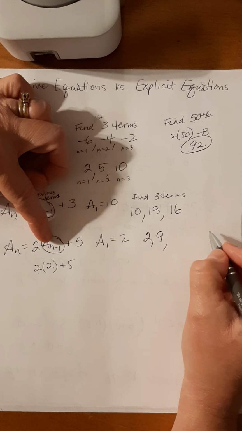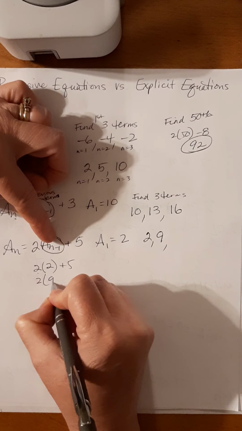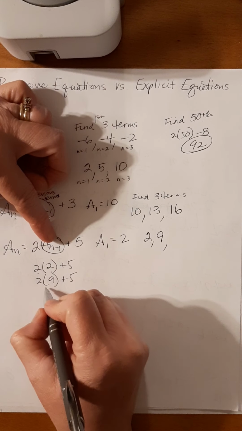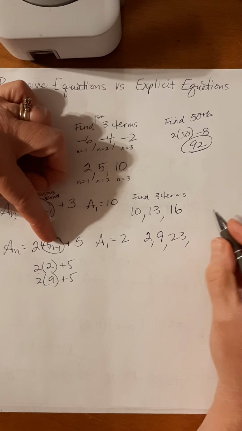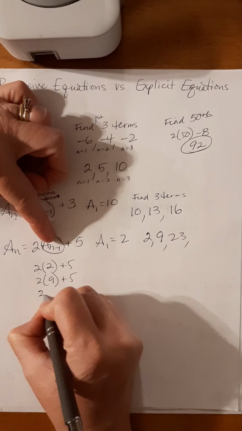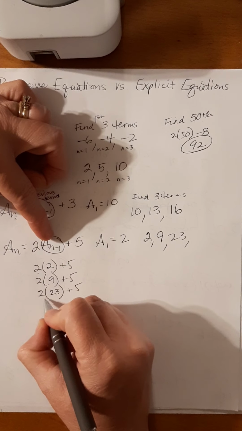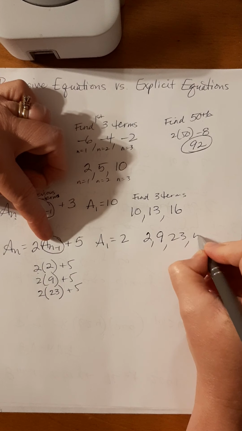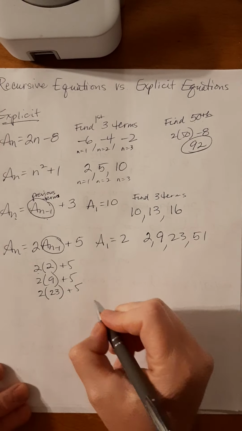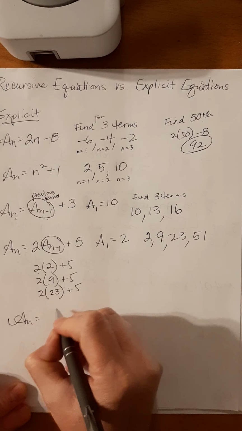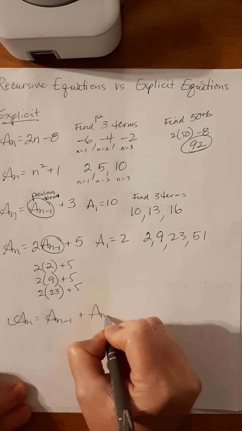To find the third term, that's 2 times previous term, which is 9, plus 5. So 18 and 5, 23. Just to show you if they wanted the fourth one, 2 times 23 plus 5. So 46 plus 5, 51, and so forth. If they really wanted to get fancy, they could give you this.